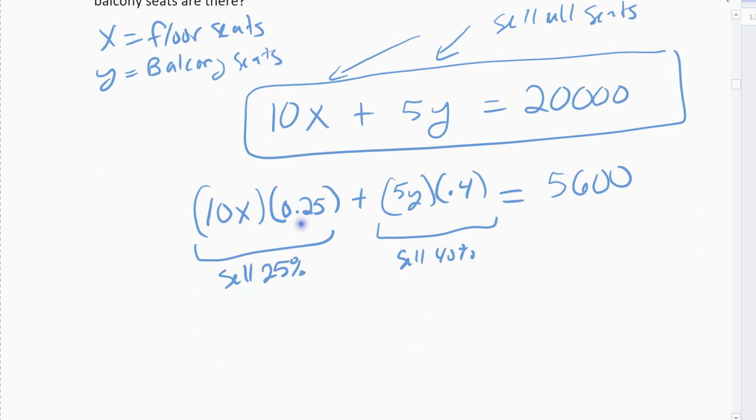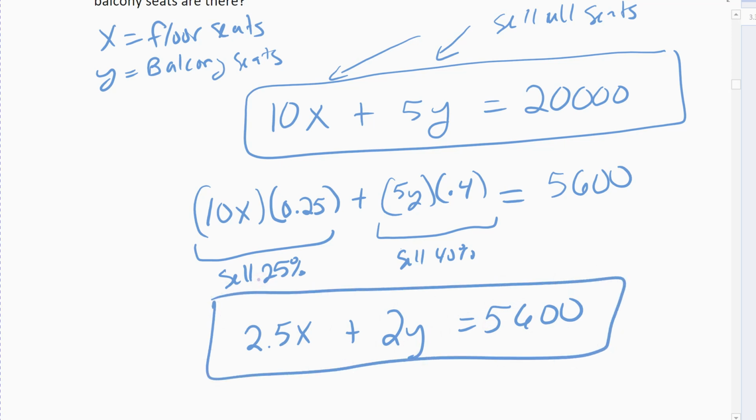So I'm going to take my 0.25 times my 10 to get 2.5x. And then my 0.4 times my 5. Oops, sorry about that, I hit my mic. 0.4 times 5 comes out to 2. So 2y. And there's my second equation. That one was a tougher one. You had to remember what it meant. So this was a sellout, 100% of them sell up here.